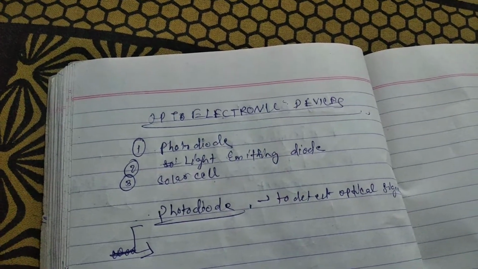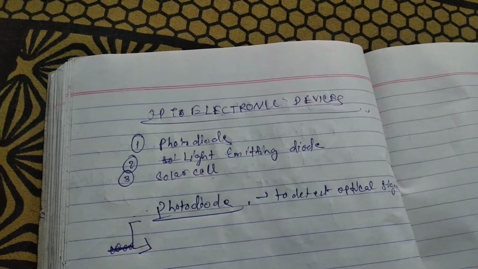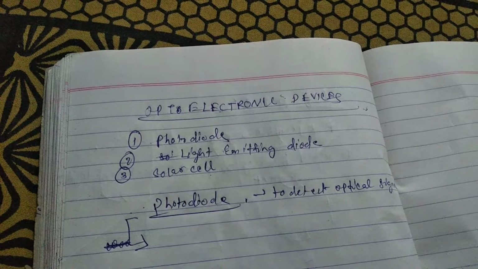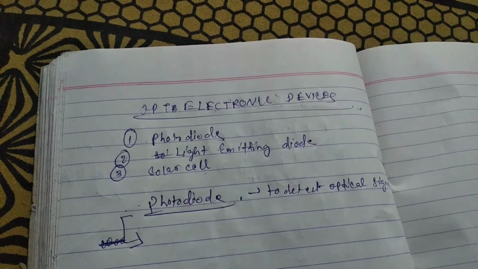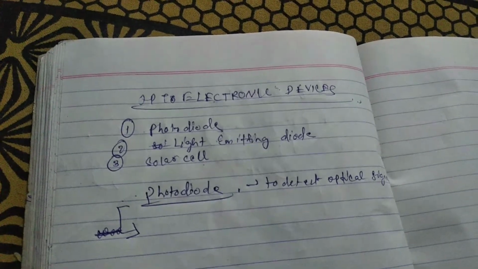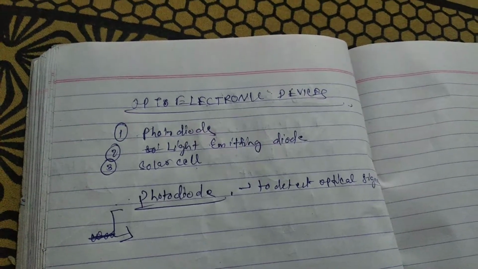So in this video I shall start the optoelectronic devices, which deal with the photons of the radiations. Under optoelectronic devices, three electronic devices are coming: photodiode, light emitting diode, and solar cell. First, I'm starting the photodiode. The work of a photodiode is to detect optical signals.